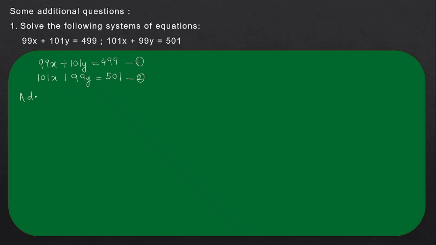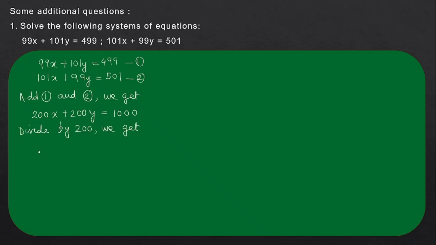First, we start by adding the equations. We get 200x plus 200y is equal to 1000. Now, in the entire equation, I can see 200 is a common factor. So, we divide the whole equation by 200. On dividing the equation by 200, we get x plus y is equal to 5. This becomes equation number 3.